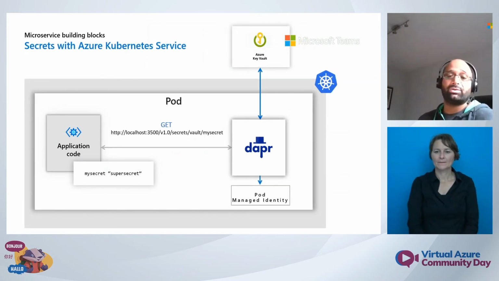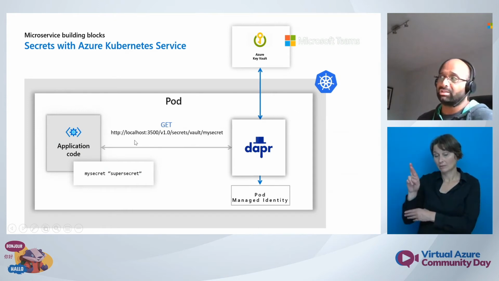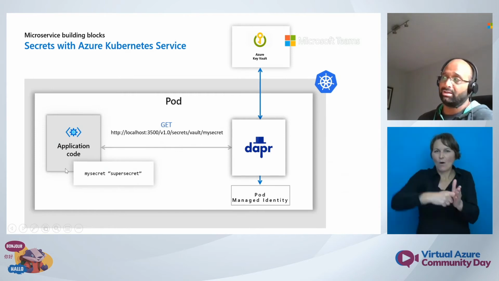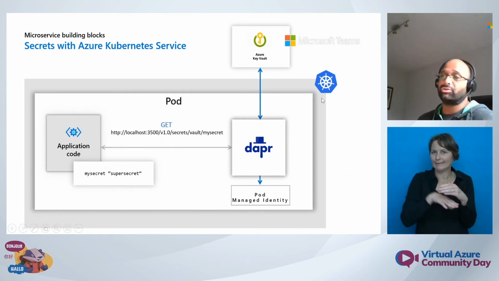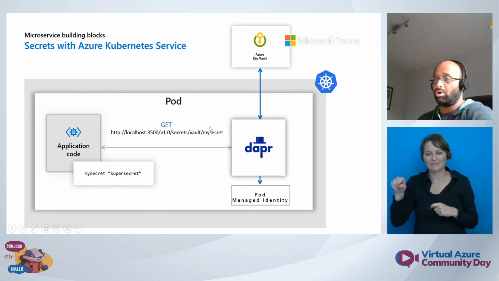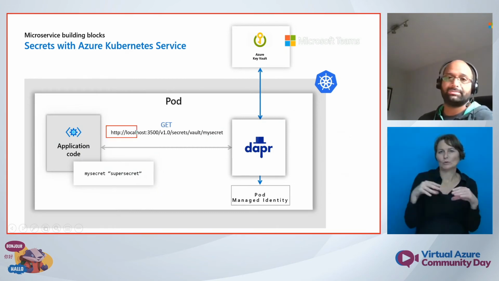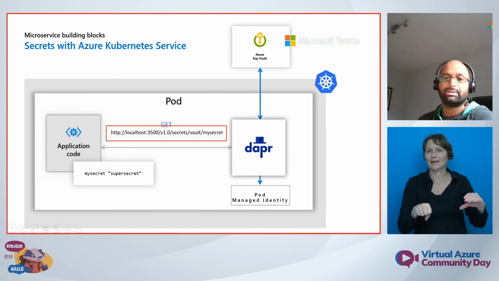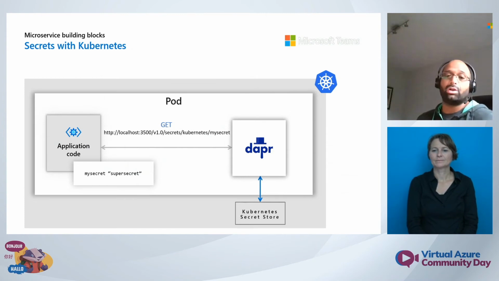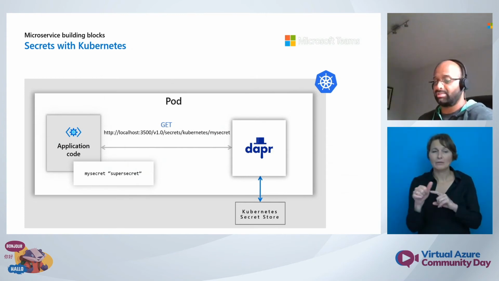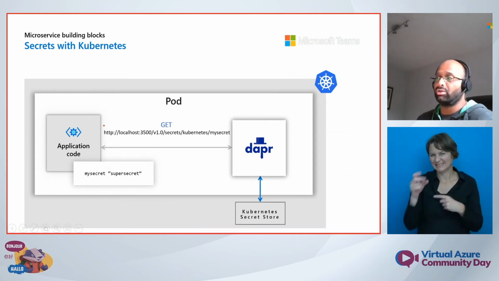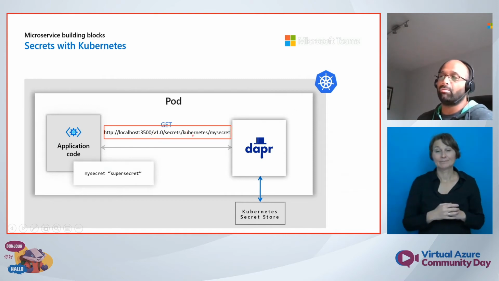Dapr also helps you to do vault management with Azure Key Vault. So as you can see that my application code is running in Azure Kubernetes Service. And then whenever I have to do any secret management and I'm using Azure Key Vault as my secret store, I can do this localhost call and get the data out of my vault. Same way, instead of using Azure Key Vault, you can use local Kubernetes secret store as specified over here. And again, see how the URL has changed. So now this time it has Kubernetes in it instead of a vault.